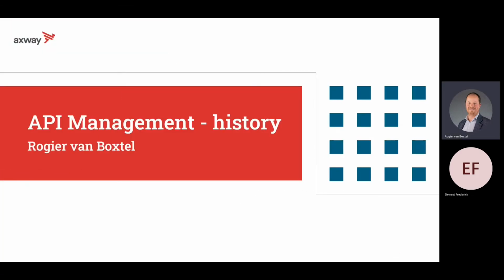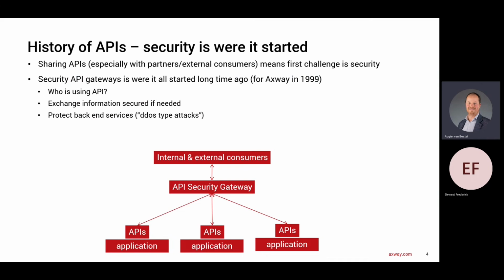So let's start with the first part of my presentation. I have a couple of slides to kind of explain where we are heading to. The API management journey for Axway started about 20 years ago already. In 1999, we launched our first API gateway. Don't start Googling for it, because it was called an XML security gateway in those days, of course, because APIs were not hugely known, and web services were in those days. And that is when we started.